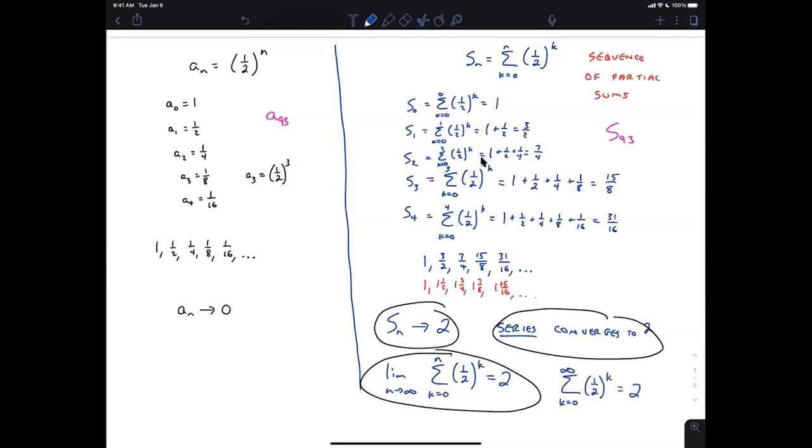And when you say that, what you mean is that this sequence of partial sums gets infinitely close, or arbitrarily close, to 2 as n approaches infinity. Does that make sense to everybody? Any questions?